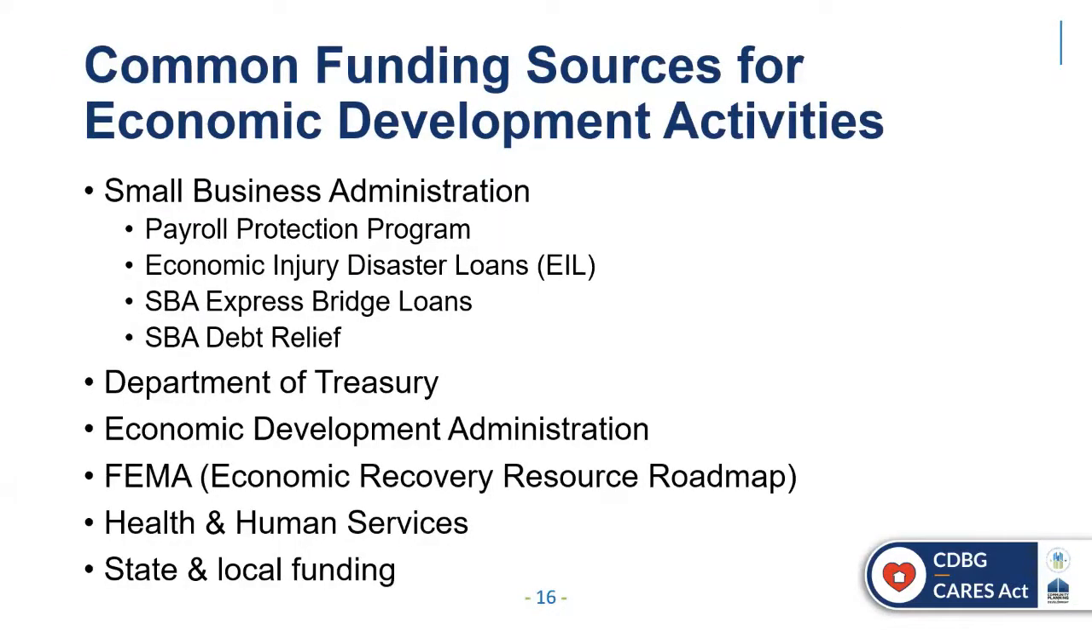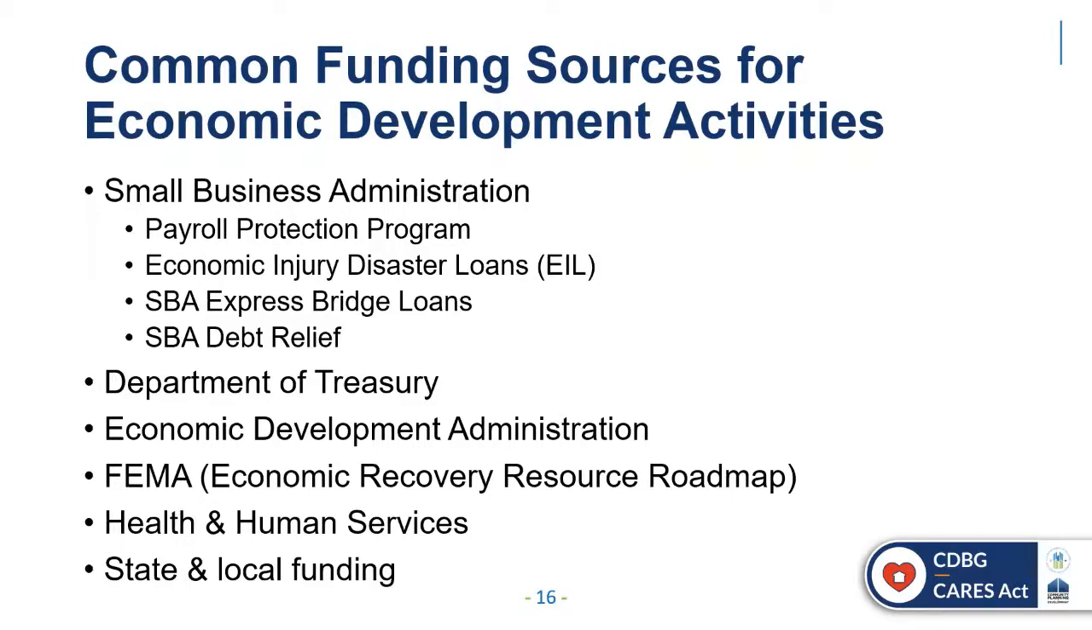Some common ones, and you've seen many of these. The Small Business Administration has had a whole array of programs that they've put on the street to assist small businesses. Some of the more common ones after disasters, I mentioned the Economic Injury Disaster Loans, but the Payroll Protection Program was a new program, a forgivable loan program that has been widely used across the country.